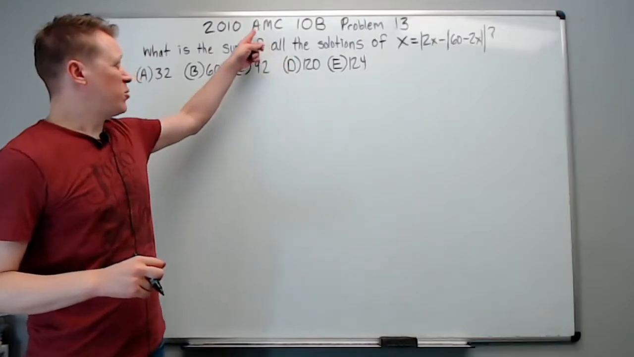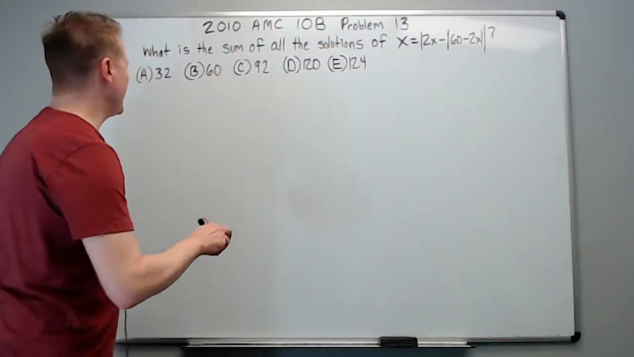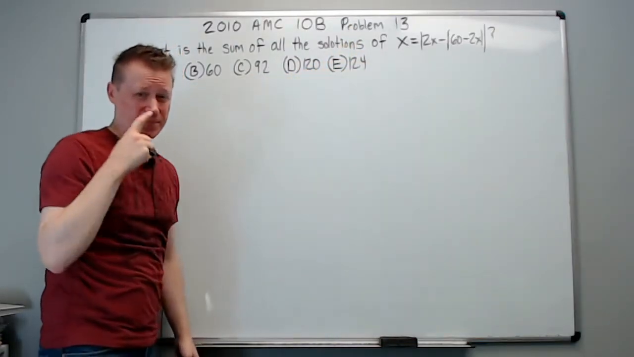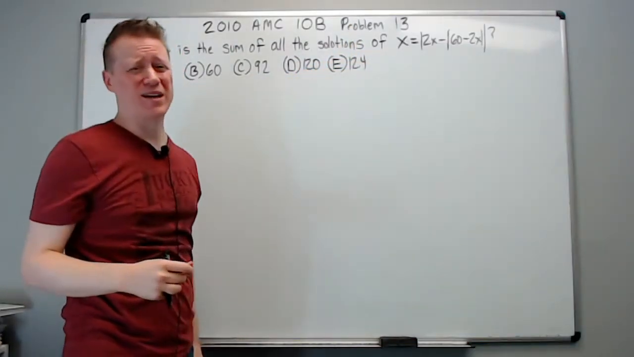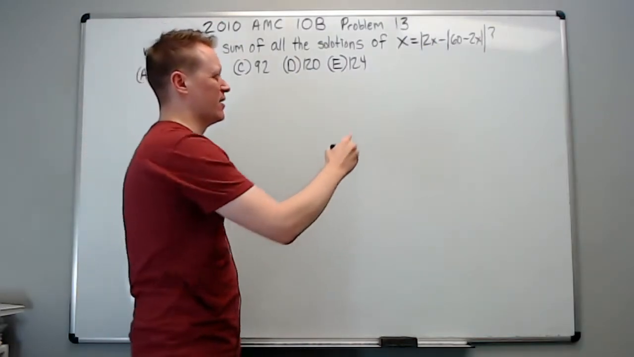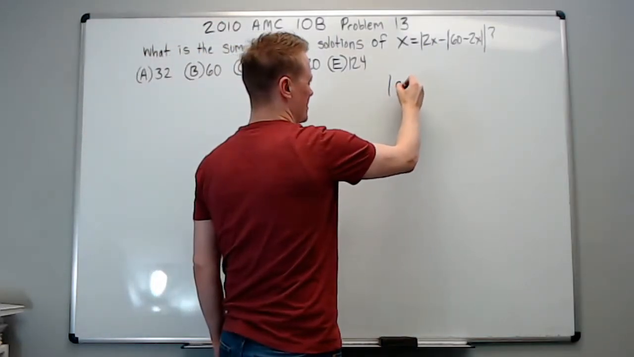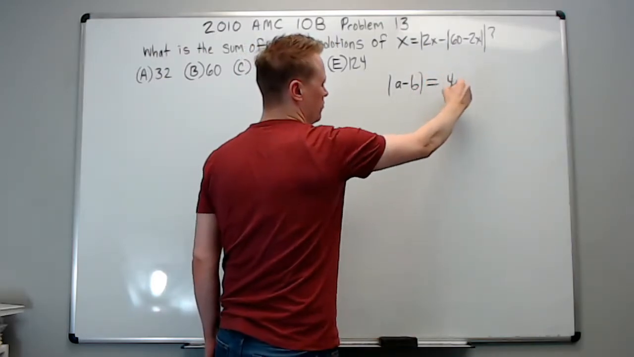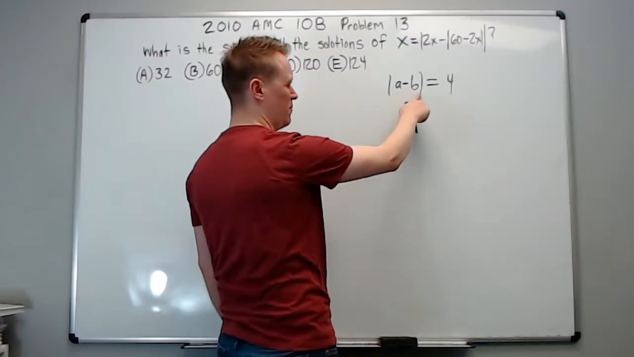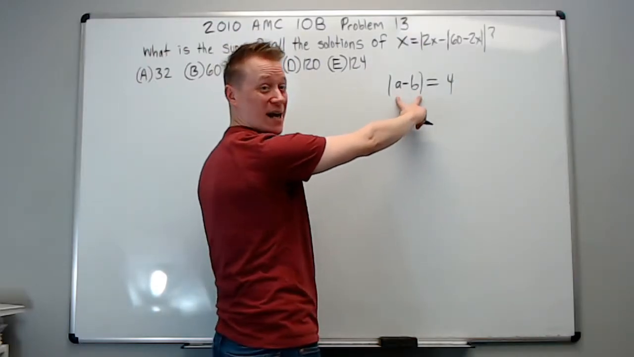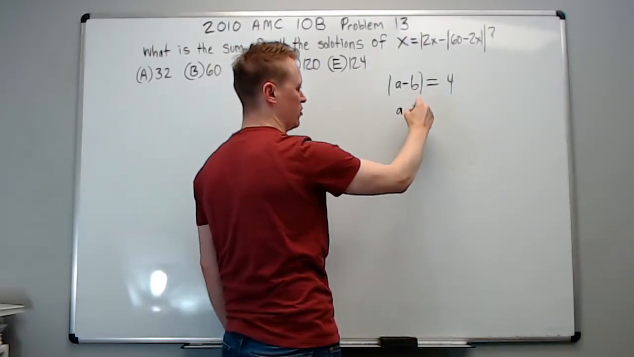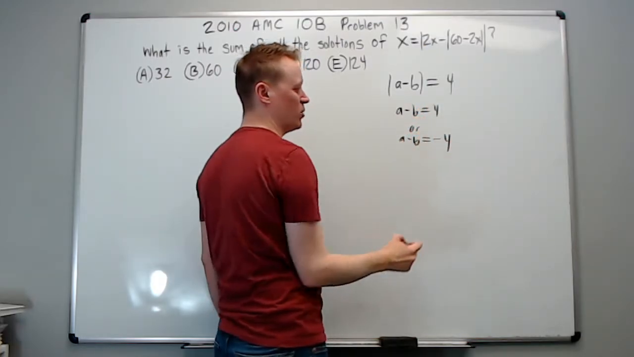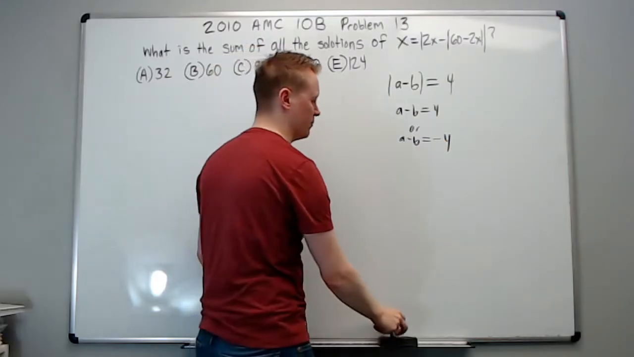All right, and now for the 2010 10B problem 13. What is the sum of all the solutions of that expression? Okay, so to do this, we're going to need to understand and unpack something. How does this resolve? The absolute value of A minus B equals 4, let's say. Then when you undo an absolute value, it's actually two results. It can equal 4, or A minus B can equal negative 4. Right? That's pretty simple, yeah?